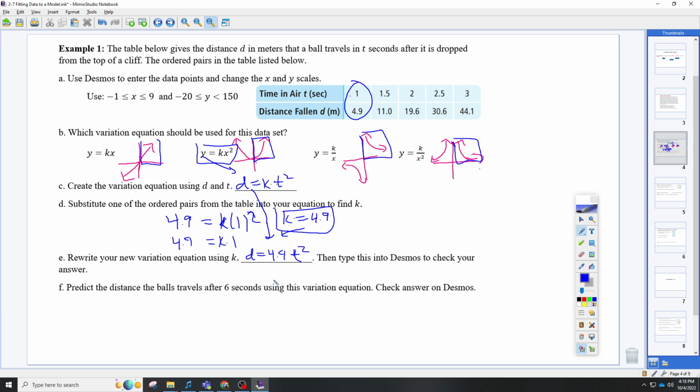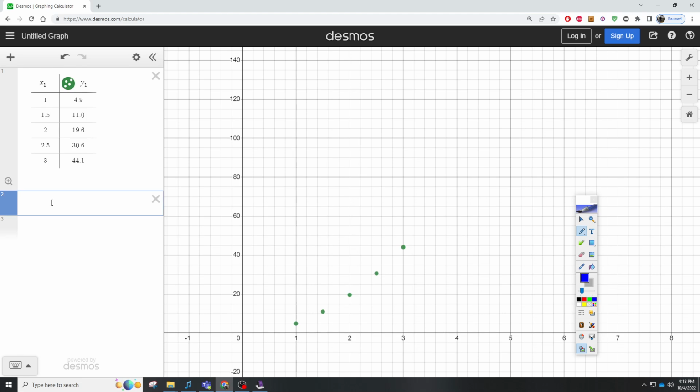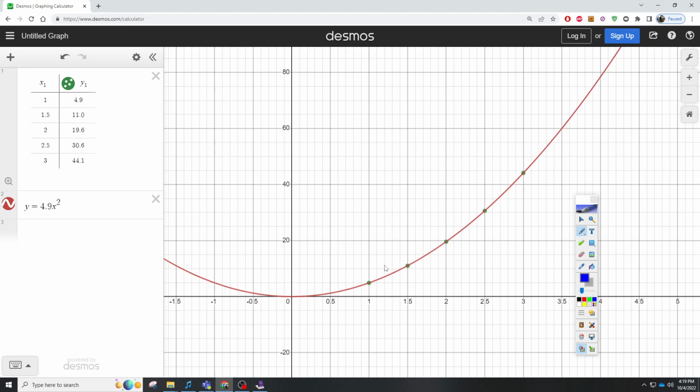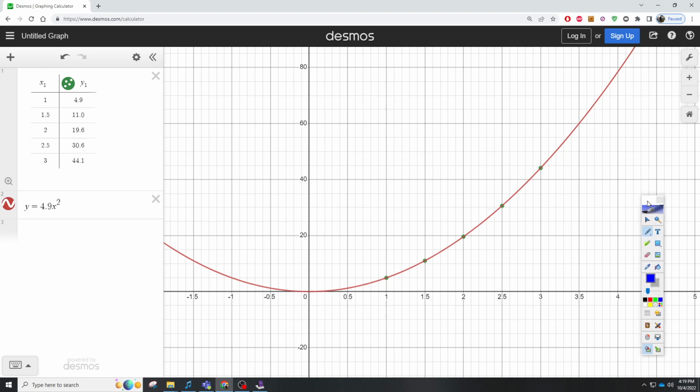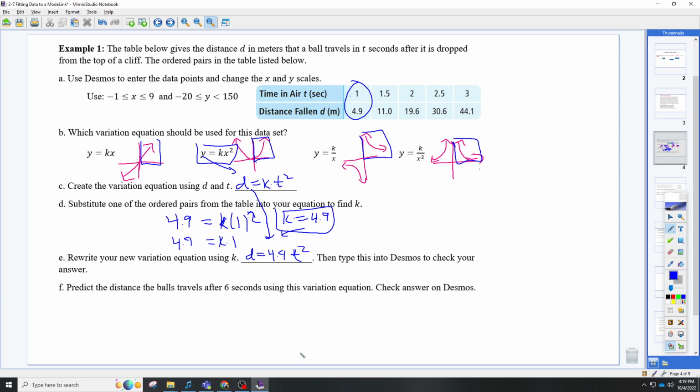So we're going to type this into Desmos to see if it actually works. I'm going to type in this equation using y and x. In the second line, you can type in y equals 4.9x, and then make sure you hold Shift 6 to get this squared. And as you can see, it actually hits all the points. It's a really wide parabola. So we know that it works. So we check that off. Good.